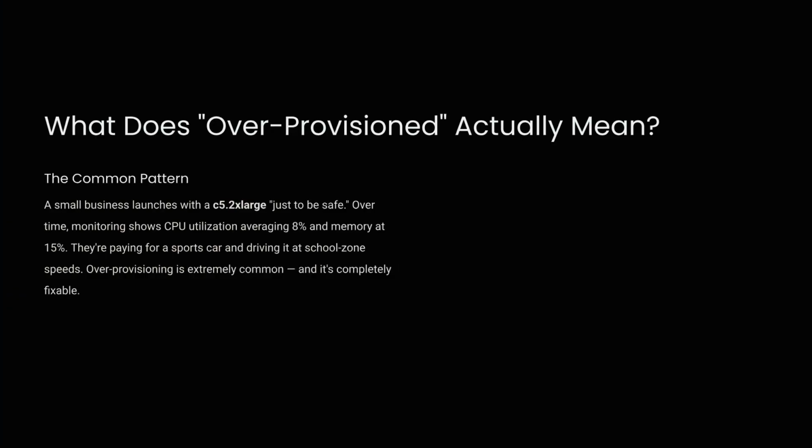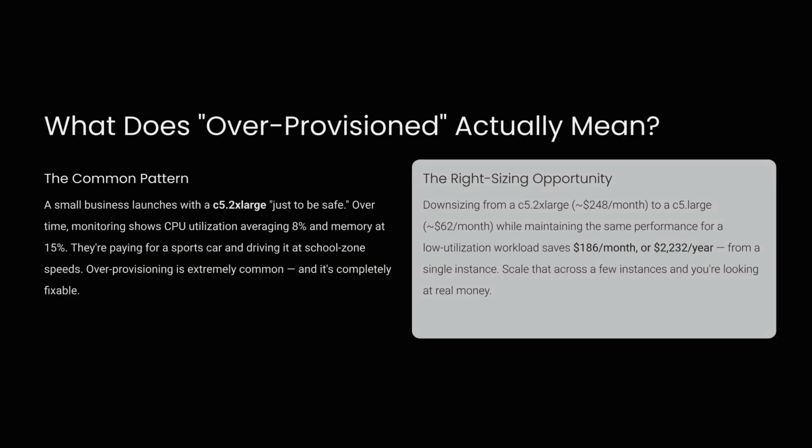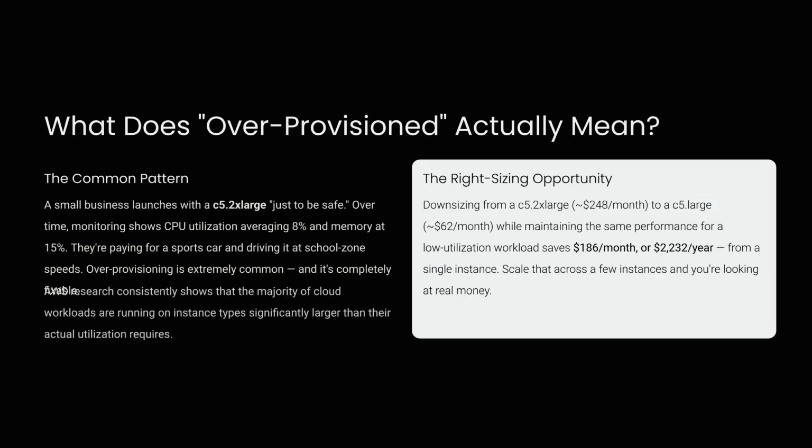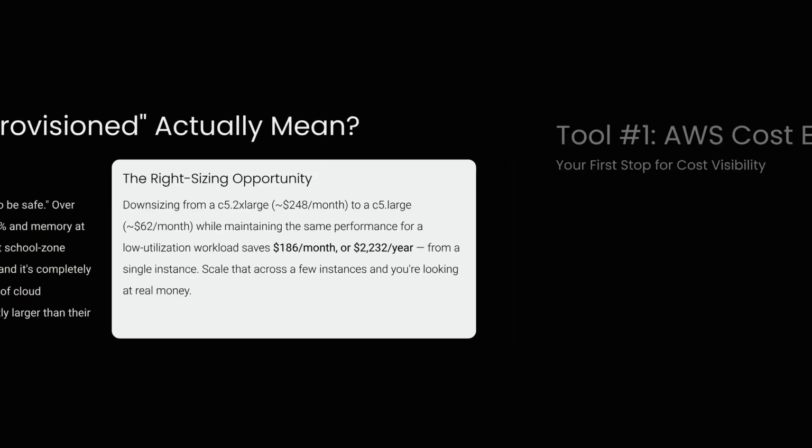Over-provisioning is common, like running a C5.2xlarge for a low utilization workload. Rightsizing to a C5.large can save you over $2,200 per year per instance. AWS research shows most cloud workloads are running on instances larger than their utilization requires.